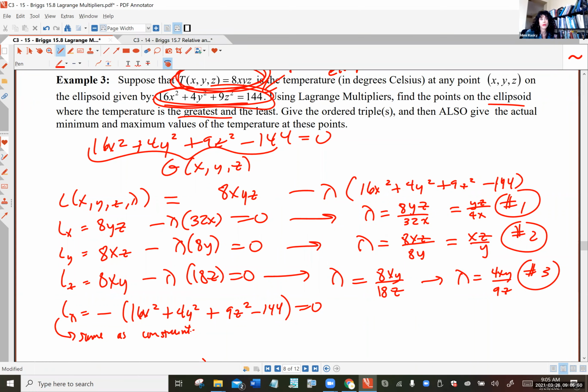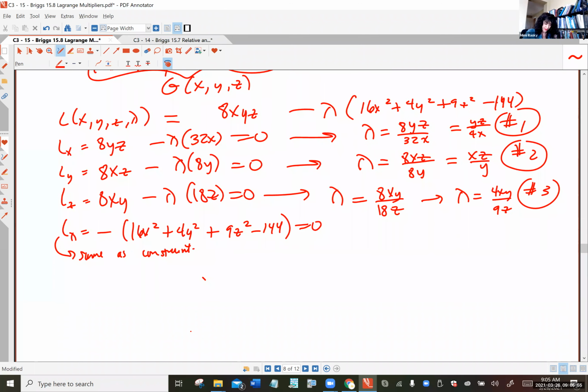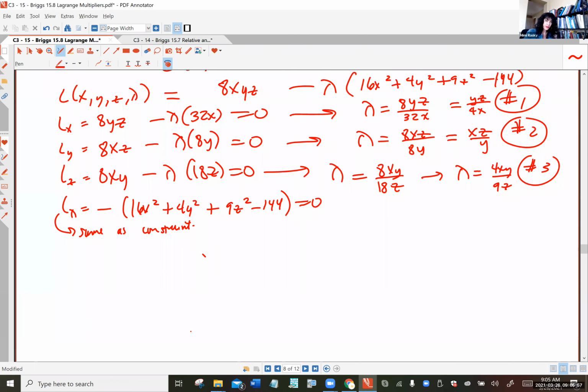I want to see it on your paper. Why? Because it's one of the 4 equations and 4 unknowns here, because you're going to use it after you get y and z in terms of x. That's how I'm going to roll.